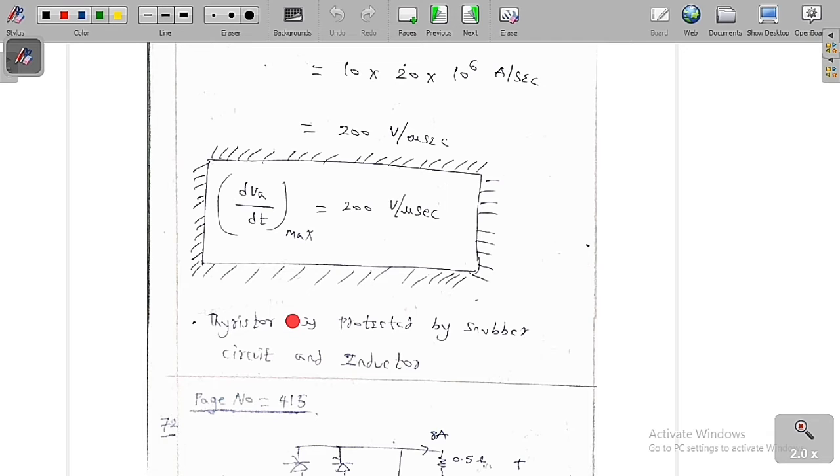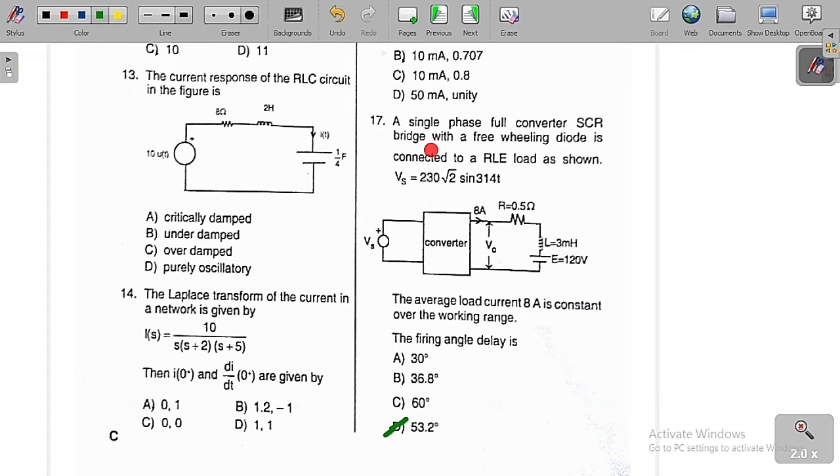Finally, I can say the very important formulas: Vs is equal to Ls into diat/dt maximum value. Similarly, Rs is equal to dVA/dt maximum value by diat/dt maximum. These are the two important formulas that you always have to remember to solve this type of question. Now we are going to solve the other question.